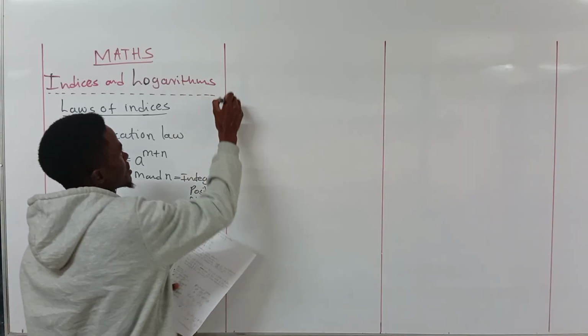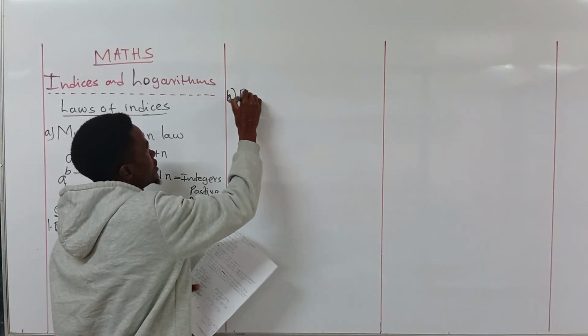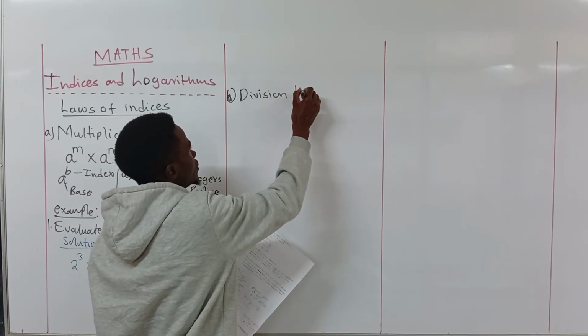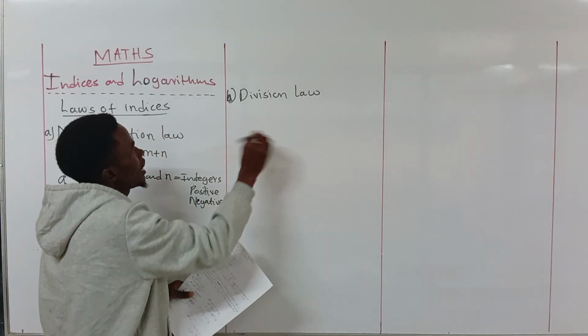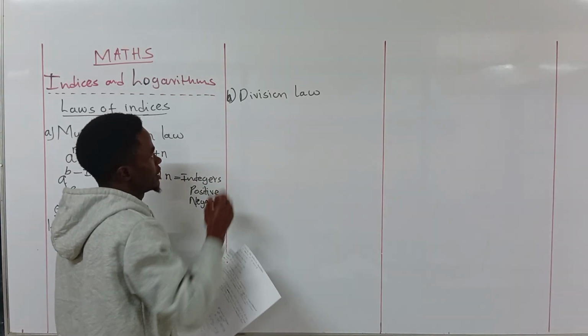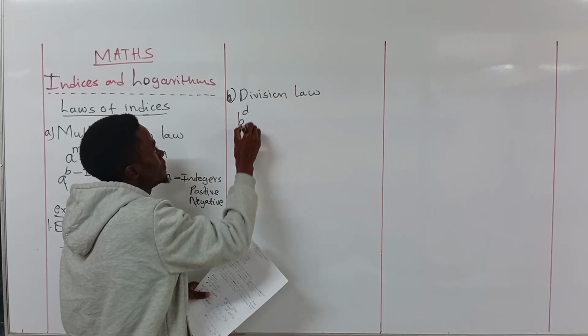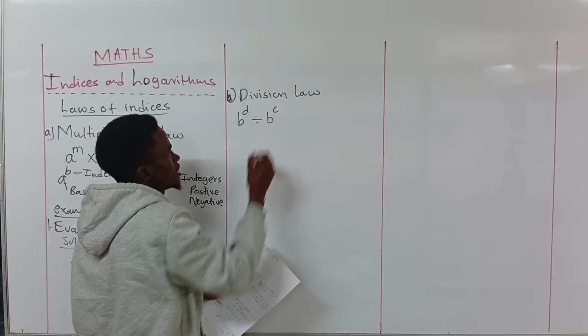So we can check on the second one, that is the division law. For the division law, it states that when you have numbers expressed in index form, b raised to d divided by b raised to c.